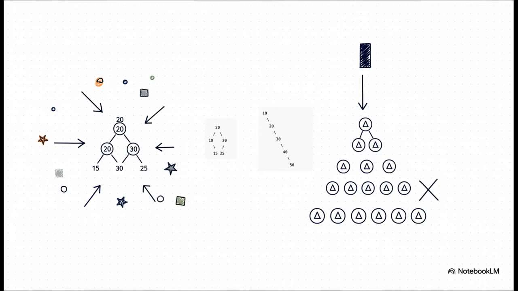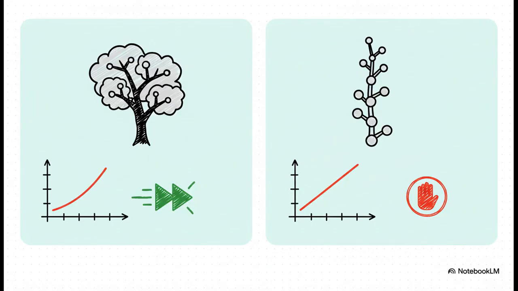If you throw numbers in randomly, you get this beautiful, bushy, balanced tree on the left. Super efficient. But if you insert numbers that are already in order, you get this disaster on the right. It's basically just a glorified list, and all that speed is gone. And the difference in performance is just wow.